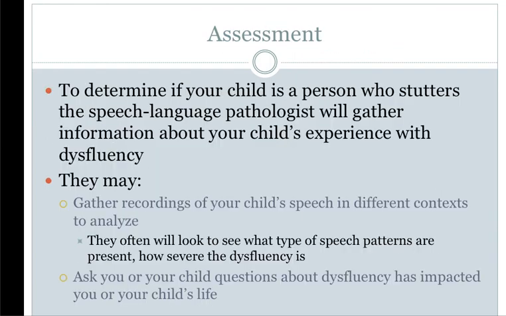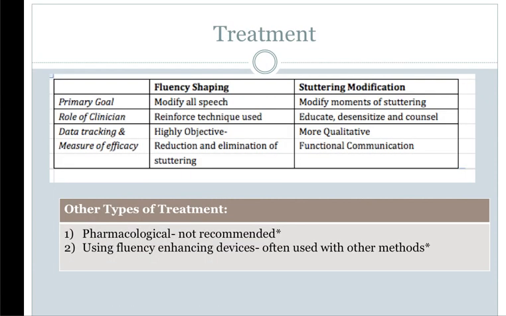During assessment, your child would see a speech-language pathologist who is likely to gather recordings of their speech in different contexts in order to analyze it. They might look to see what types of disfluencies they have, whether they're more of those other types of disfluencies or stuttering-like disfluencies. Or they might ask your child questions about how the disfluency is impacting their life. They might also ask you about how you react to moments of your child's disfluency.